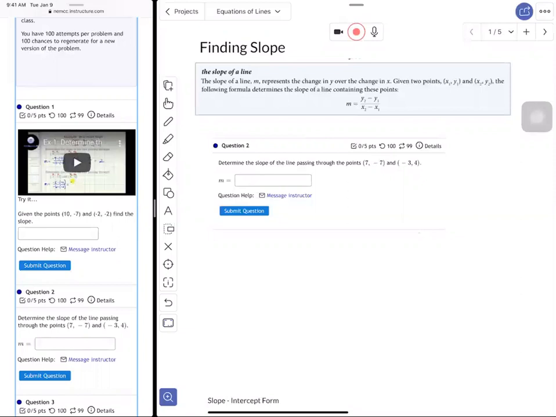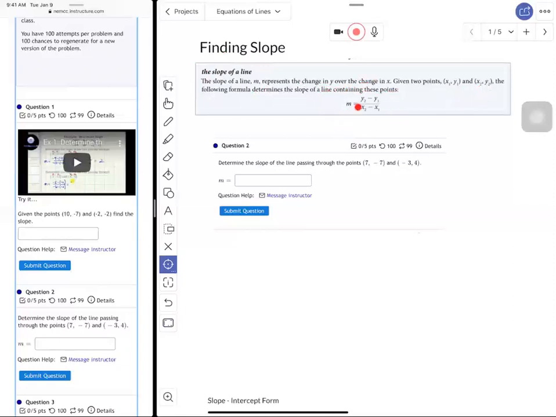You can see here in the box that I've got, it says the slope of a line, m, represents the change in y over the change in x. Now what the slope of a line is, it's the steepness of a line. It's a measure of the steepness of the line, or some people refer to it as how diagonal the line is. You're going to be given 2 points, which we'll call x1, y1, and x2, y2. And then this is the formula that we use to determine the slope of the line, all right?